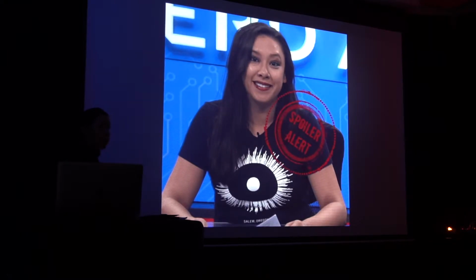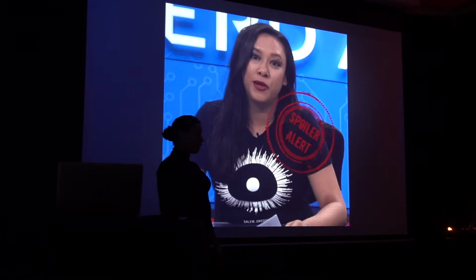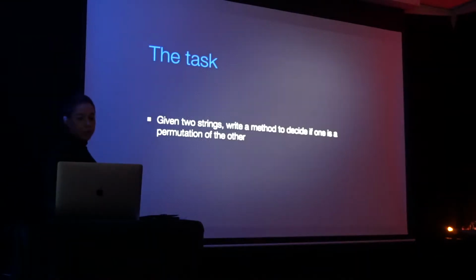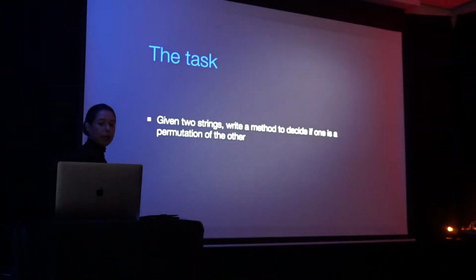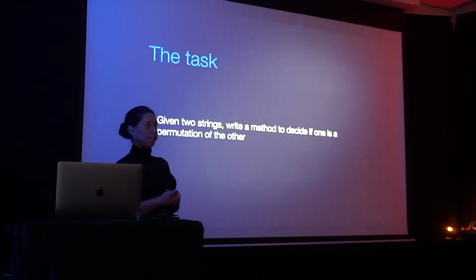I'm going to demonstrate a task to you. I took this task from a book called Cracking the Coding Interview. This book is suggested by Google to prepare for their interview. And I prepared this presentation in collaboration with a Google engineer. So it's not a real task, but it's the sort of task you can be asked in a Google interview. And it's time for the task. Given two strings, write a method to decide if one is a permutation of another.